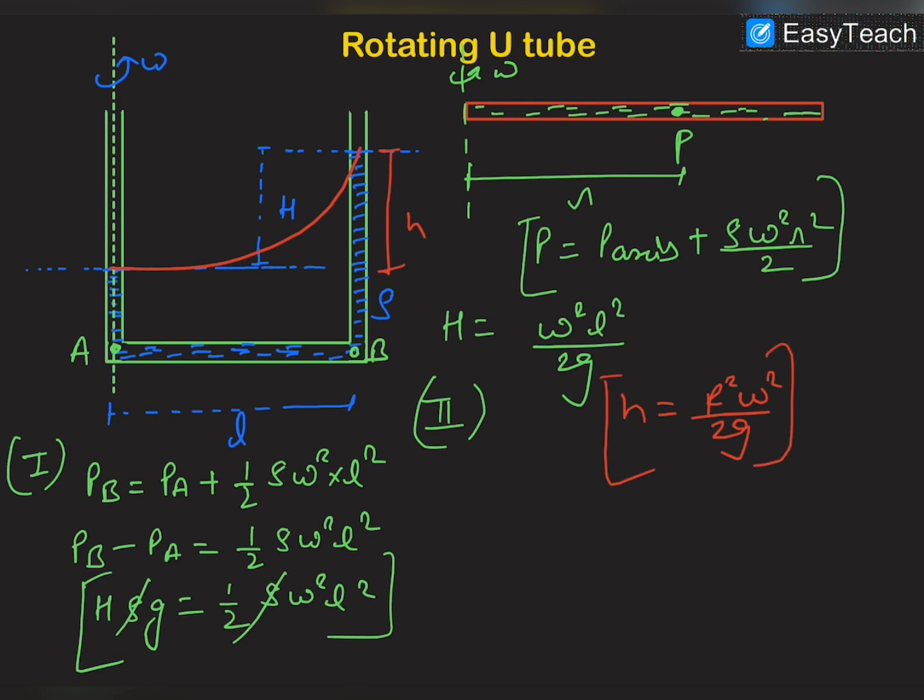So in this case, this h is capital H, and capital H will be equal to r square. Now r is this length L, so L square omega square by 2g. So this will be the value of h. We have already verified this value from method 1.